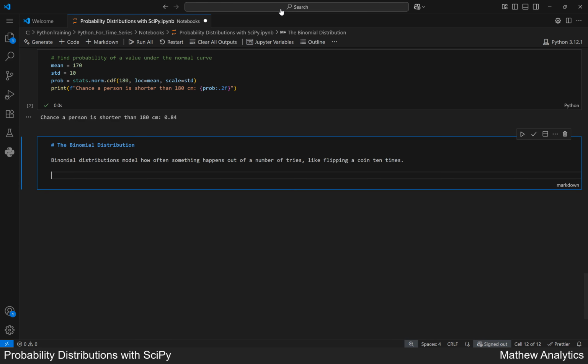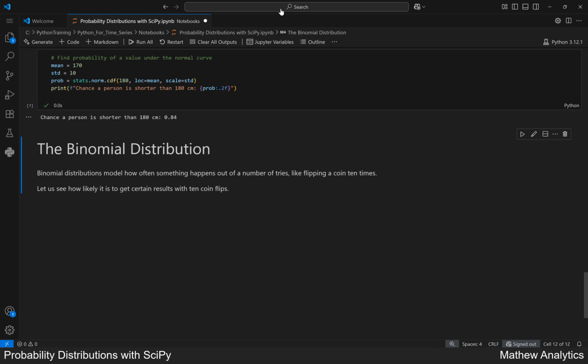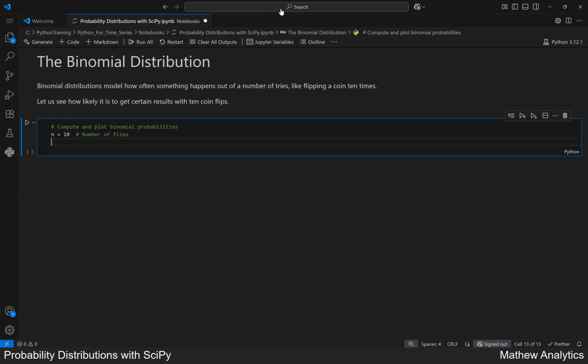Let us see how likely it is to get certain results with 10 coin flips. Running the cell now. Here, you model flipping a coin 10 times. 10 flips gives you a set number of trials. Each flip has an even chance for heads.